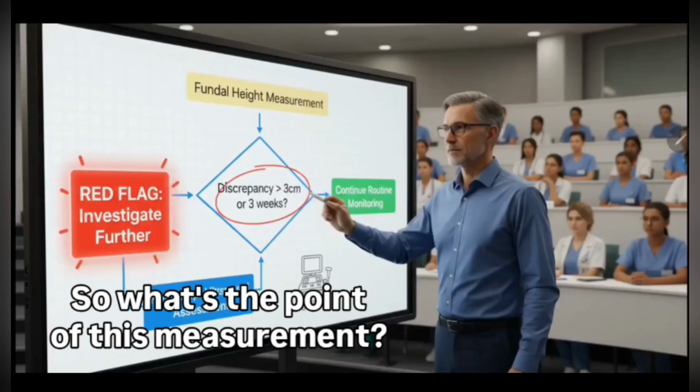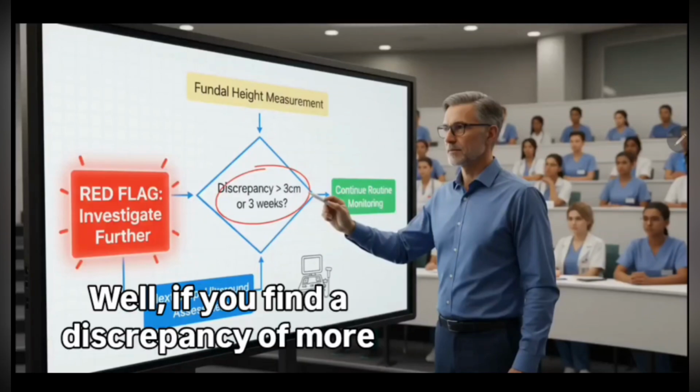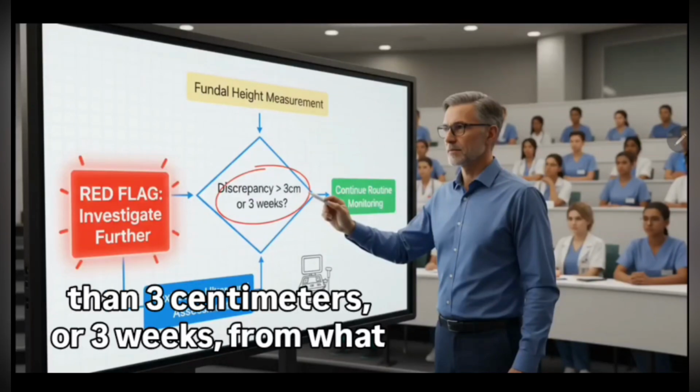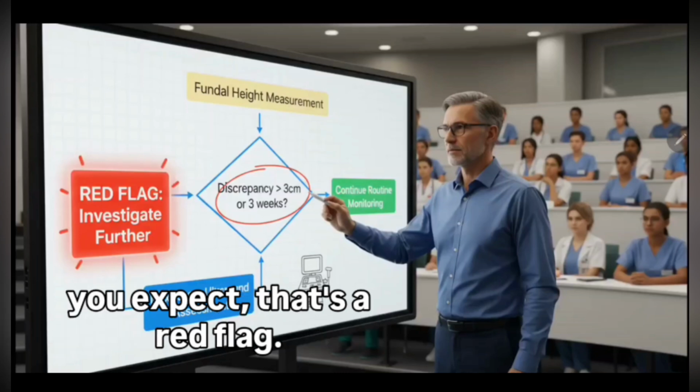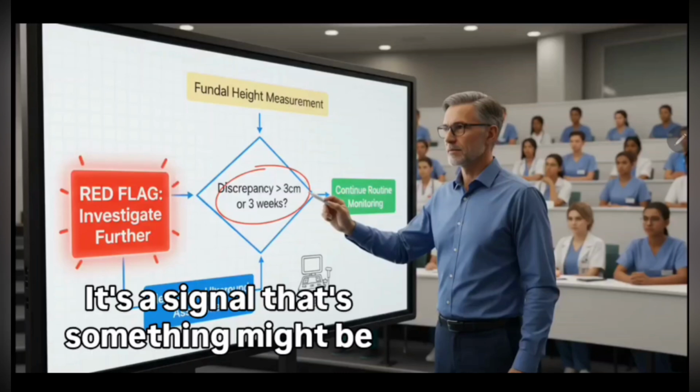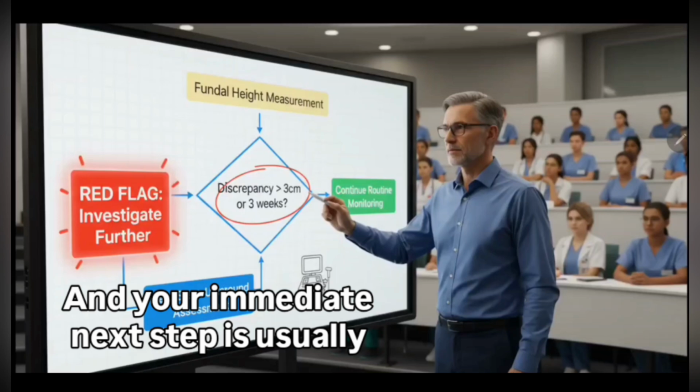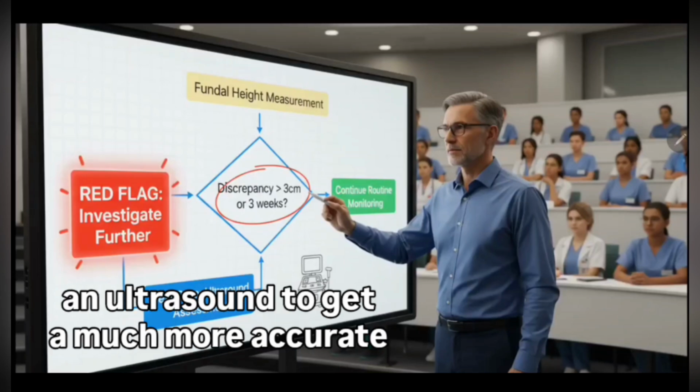So what's the point of this measurement? Well, if you find a discrepancy of more than 3 centimeters, or 3 weeks, from what you expect, that's a red flag. It's a signal that something might be off, and your immediate next step is usually an ultrasound to get a much more accurate assessment.